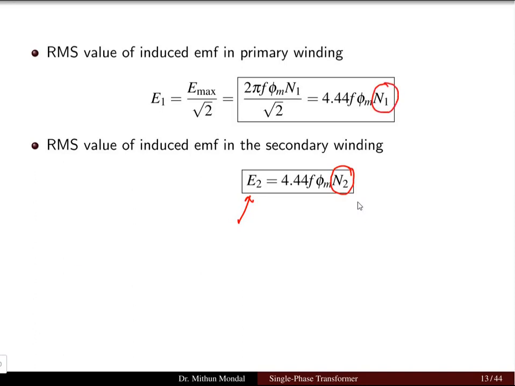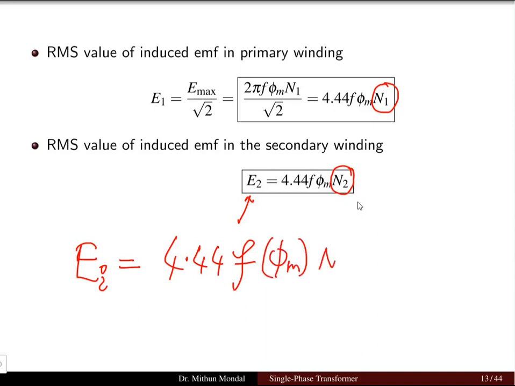Hence we can remember that the induced EMF in the transformer equation, here I will write i to indicate that it is the primary winding or the secondary winding, is equal to 4.44 times frequency times phi m, that is the maximum value of the flux, times number of turns Ni. So if i is equal to 1 in the primary winding, this will be 1.